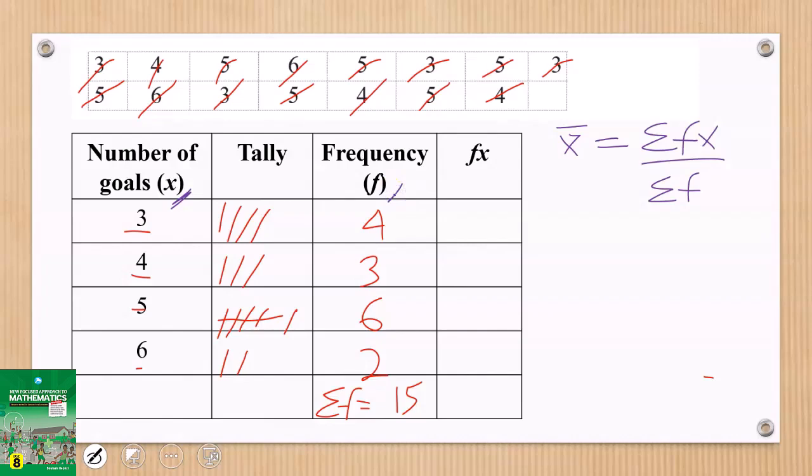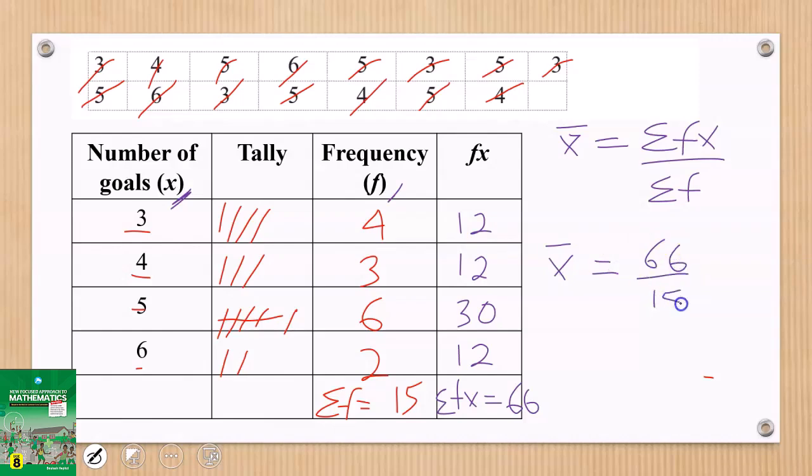So we multiply them. So 3, 4, 12, 4, 12, 4, 3, 12 again. 5 times 6 is 30, and then 6 times 2 is 12. So the sum of fx will be equal to 66. And so we can find our mean by saying mean is equal to 66 divided by 15. And so when we do simple division, 66 divided by 15 will give us 4.4.